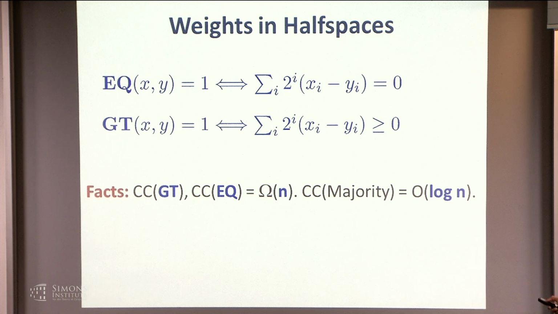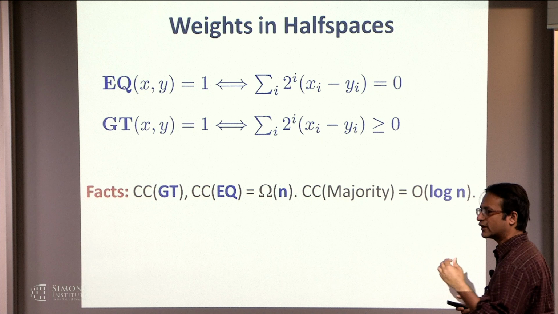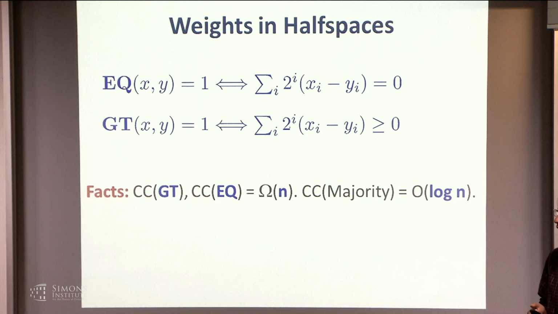Whereas if you look at a majority gate, for this talk it wouldn't matter, you can think of the weights as being 0, 1, or you can think of the weights as just some polynomially bounded integers. So the communication complexity of a majority function is order log n. And so that's one way of arguing that these functions cannot be represented by low weights. So weights can help.